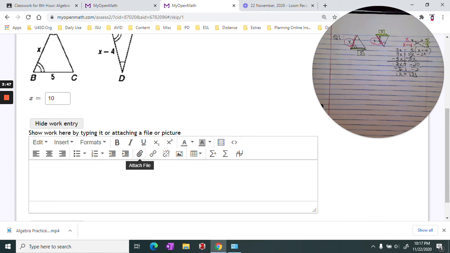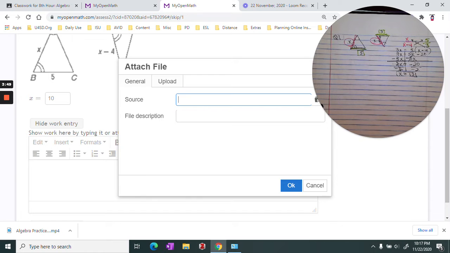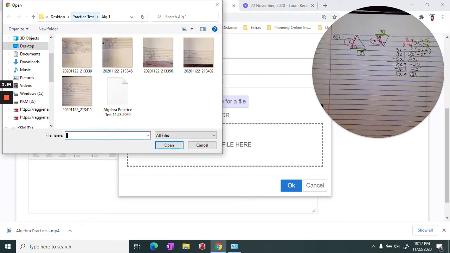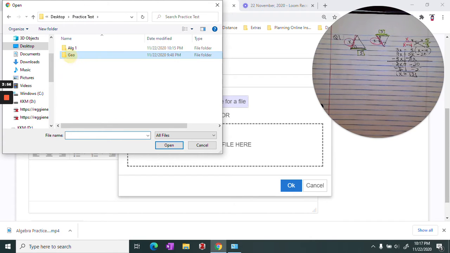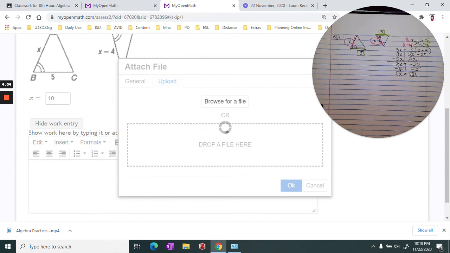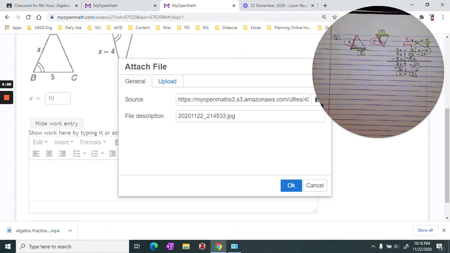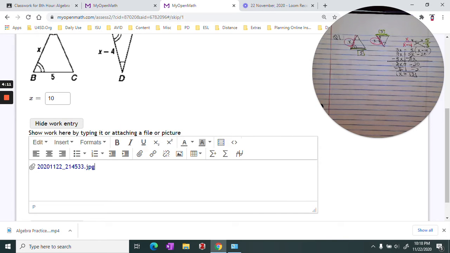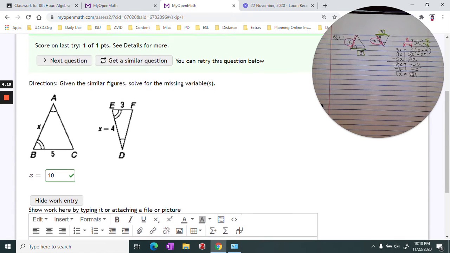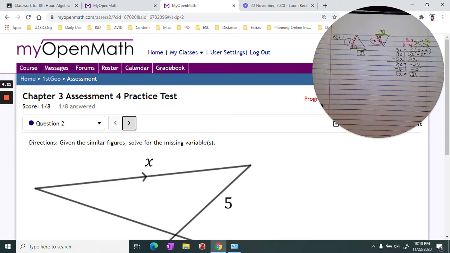And then I'm not just going to put my answer and be done. I am going to upload the file for my work. Okay, so we are in my geometry practice test, and that is going to be on this page. Okay, loading, there we go. There it is. Submit. Okay, now let's do question 2.